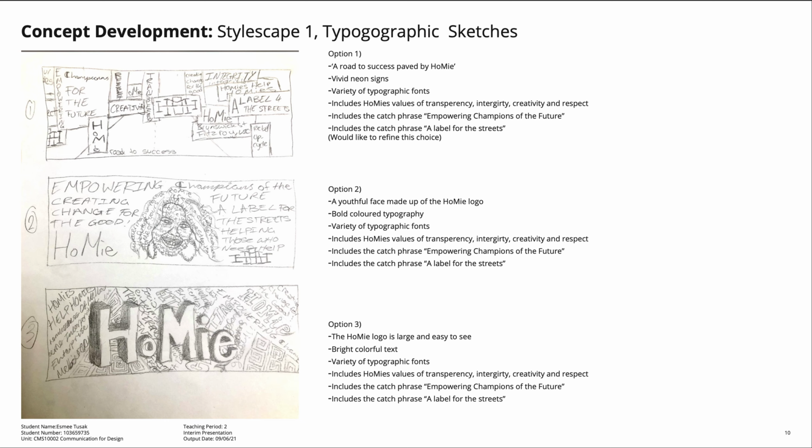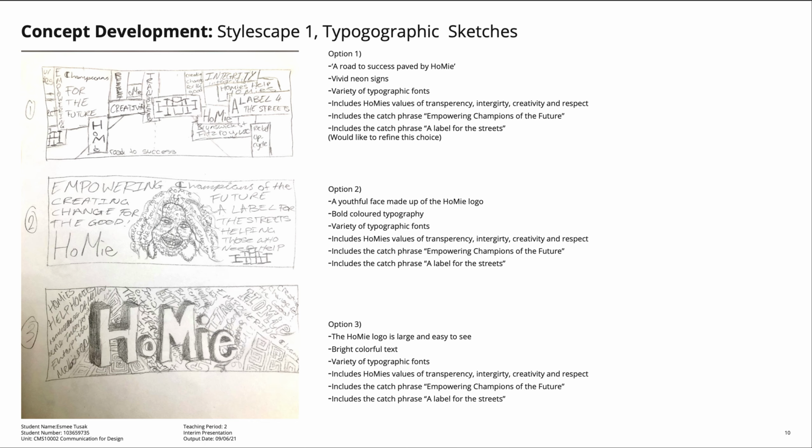Option 2 explores a youthful face that is completely made up of the Homey logo, repeatedly written over and over again. The hair together with a background would consist of Homey's values and catchphrases. Homey's values are transparency, integrity, creativity, and respect. Option 3 highlights the Homey logo front and center in a bold 3D style. The background would also be made up of Homey's catchphrases and 4 values.